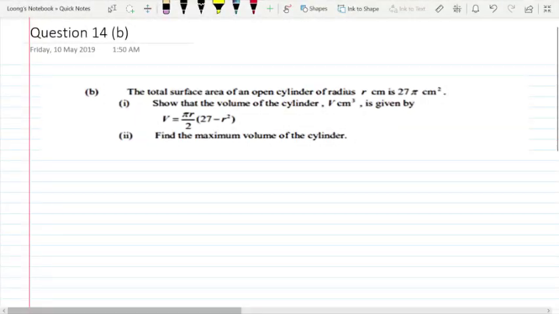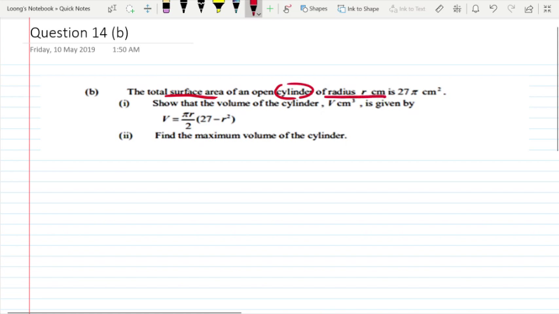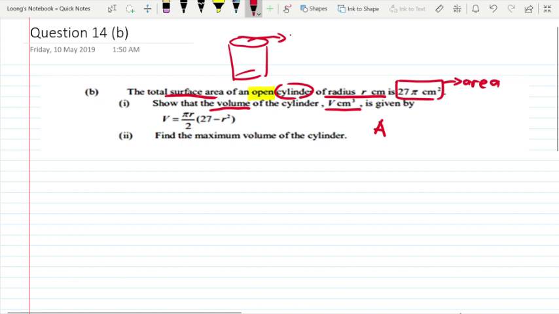Now we're moving on to the last question. The question states that the surface area of the cylinder is given with this radius here. However, they need us to show the volume V. Also take note that it is an open cylinder, which means that this part here is actually an empty part.